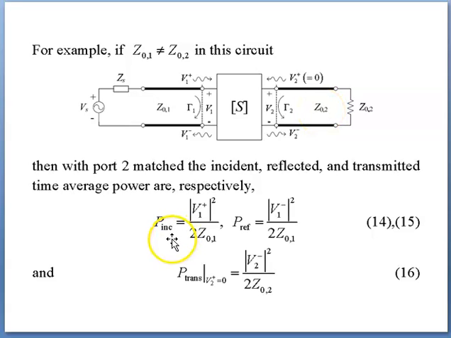So you will have P incident is equal to V1 plus squared over 2Z01, because this is the incident part. And then your P reflected is equal to V1 minus squared over 2Z01. P reflected refers to the one that is being reflected. So P transmitted is equal to V2 minus squared over 2Z02. Notice the difference, because P incident and P reflected use Z01, but your P transmitted uses Z02. It is unequal impedance.